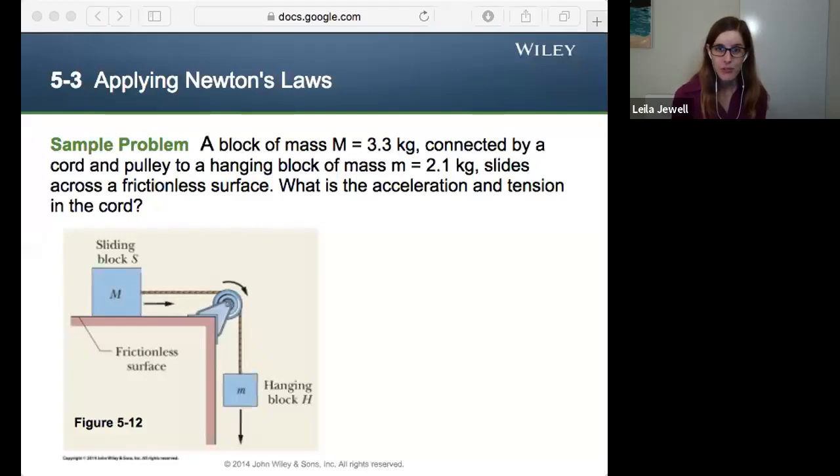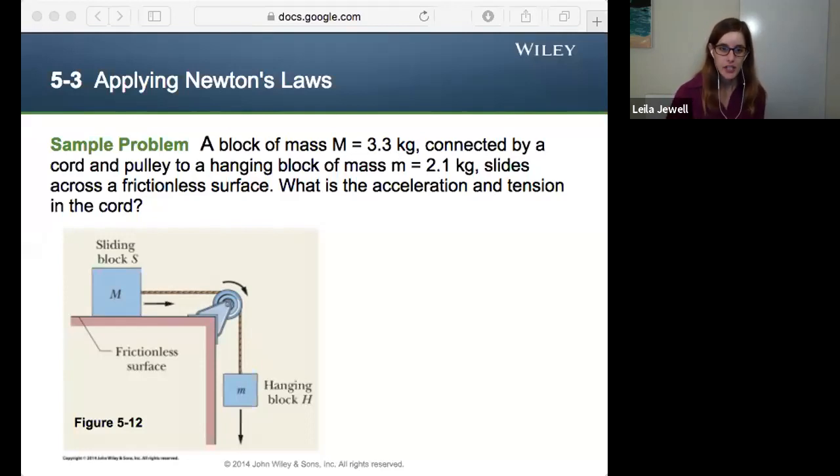Continuing section 5.3, applying Newton's laws, we're going to take a look at a sample problem or an example. It says a block of mass big M is 3.3 kilograms, connected by a cord and pulley to a hanging block of mass little m is 2.1 kilograms, slides across a frictionless surface. What is the acceleration and tension in the cord?